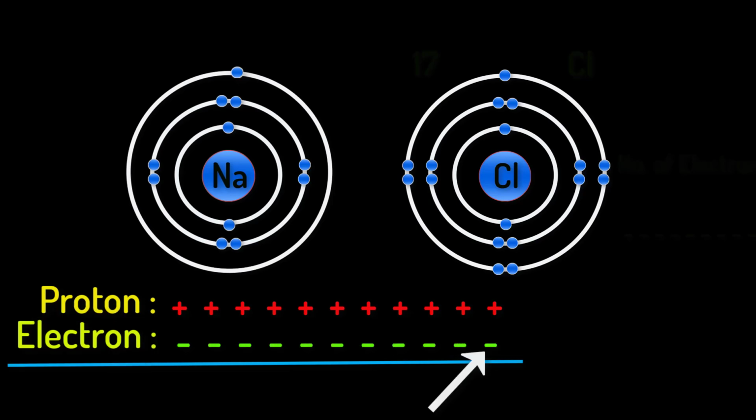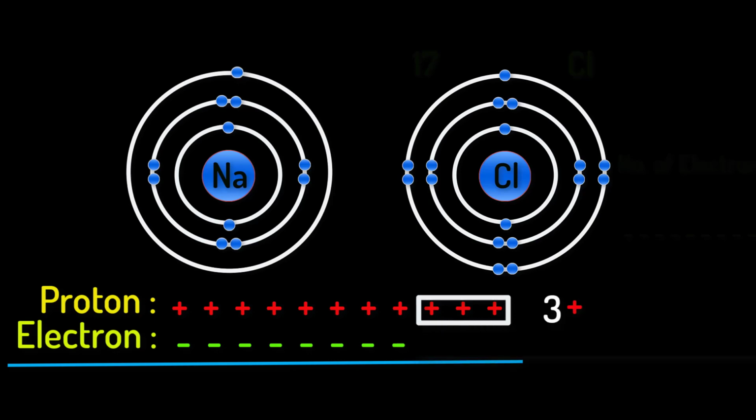For giving 1 electron, 1 plus ion will form. For giving 2 electrons, 2 plus ion will form. And for giving 3 electrons, 3 plus ion will form.